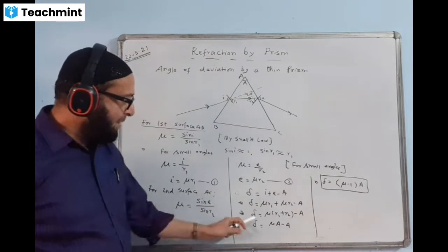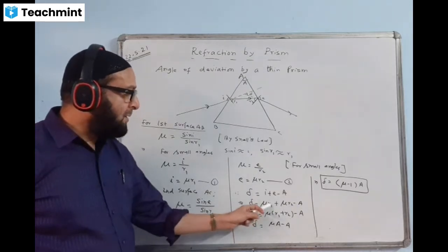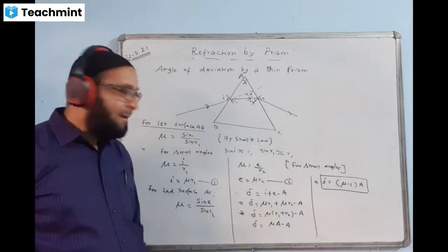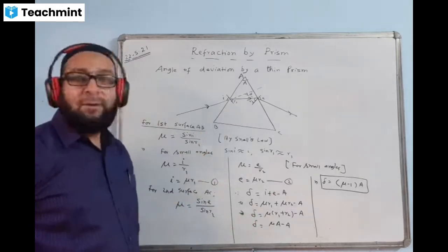Last one. This step. Mu common. What is left over? R1 plus R2, no? And R1 plus R2, you know, R1 plus R2 is equal to what?